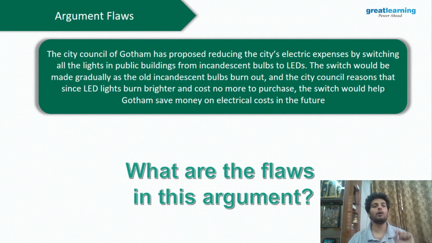And the city council also reasons that the LED lights burn brighter. Since the LED lights burn brighter, the city council states that they are more efficient, and also since the cost to purchase the incandescent bulbs and the LEDs is the same, the council states that the switch would actually help Gotham save money on electrical costs in the future. So in sum, what the council is stating is, if we switch from incandescent bulbs to LEDs, the electricity charges would reduce in the future.